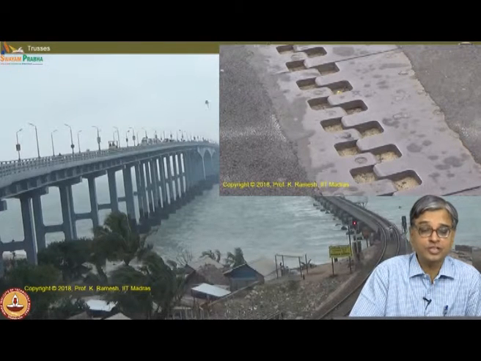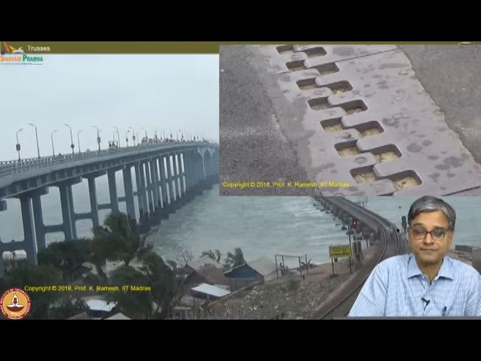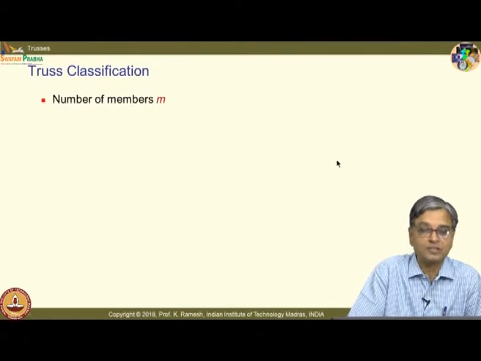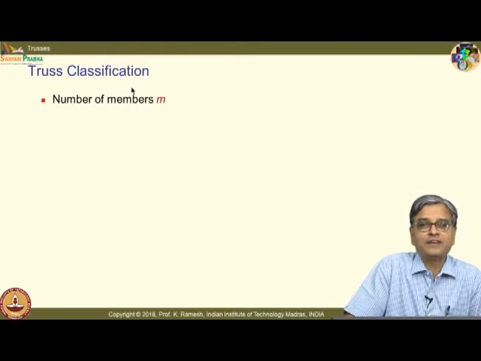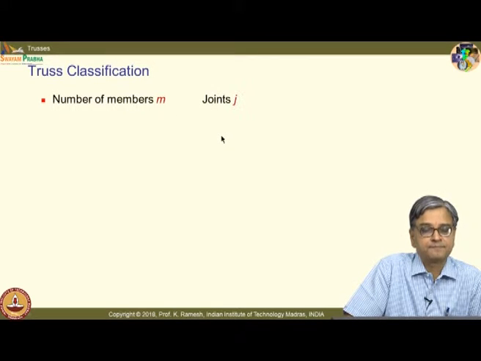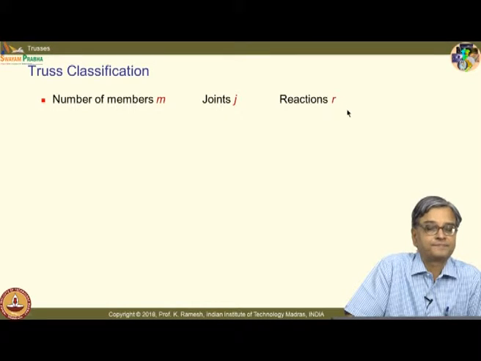Without an engineering solution, the structure will not have its life. A lot of money is spent on this. And how do we classify the trusses? I can count the number of members as M, the number of joints as J, and the number of reactions as R. I could have a relationship between them.